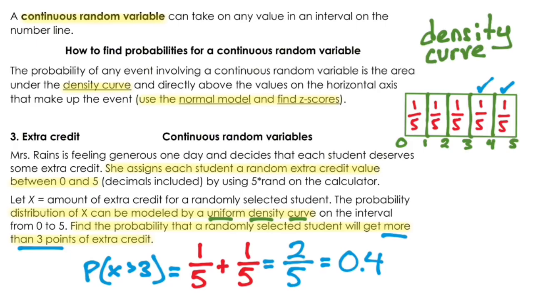And then since we are looking for the probability of getting more than 3 points of extra credit, we would be interested in the probabilities that are more than 3, that being the numbers 4 and 5, which each had a 1/5 chance of occurring. So the probability of x being more than 3 is equal to adding up the probabilities that x is equal to 4 and 5. 1/5 plus 1/5 is 2/5, which is 0.4 in decimal form. Pretty easy idea.